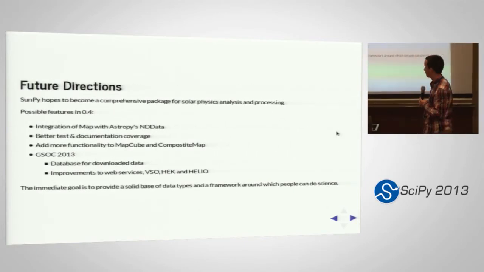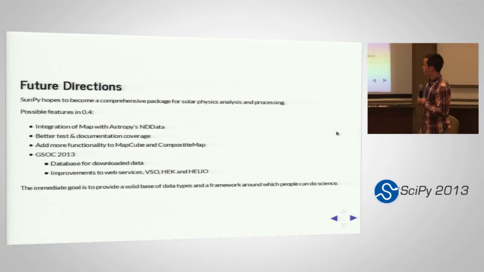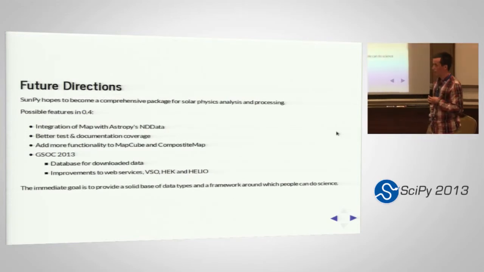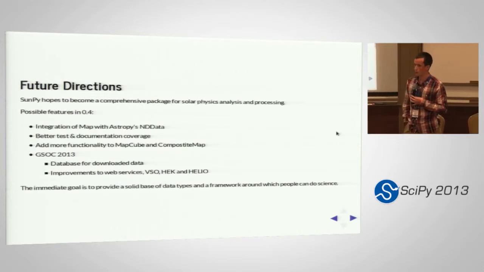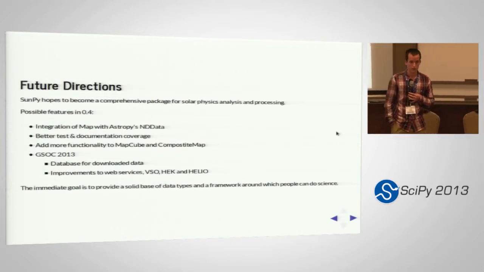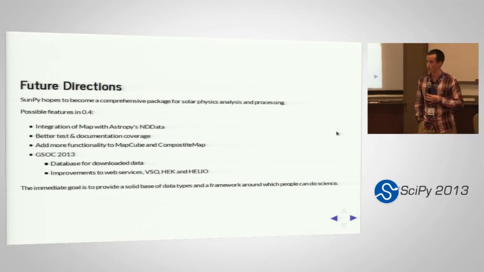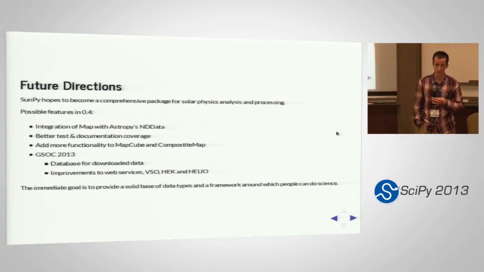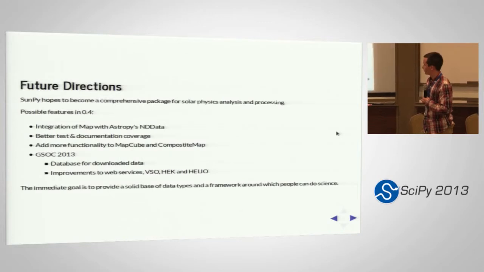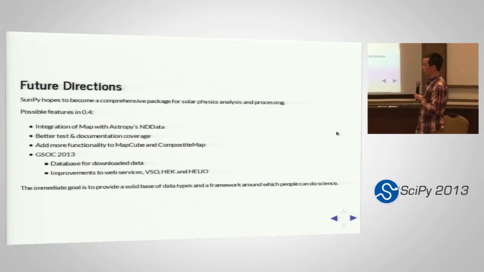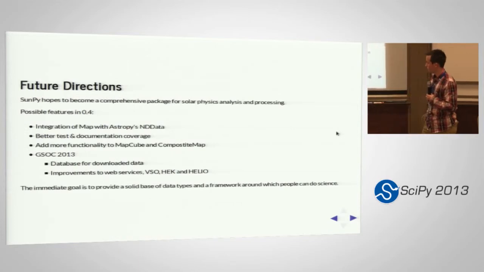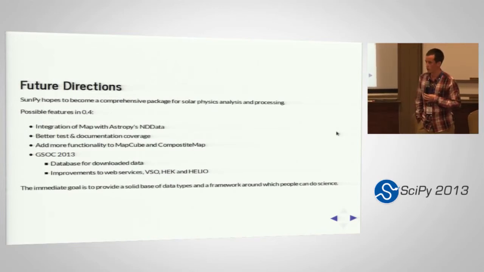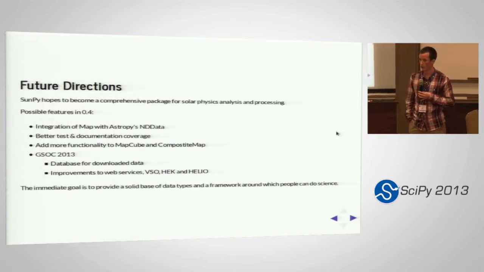So for future directions, me and one of the other core SunPy developers have rewritten most of the map module. We now have an object in map which is an NDData stand-in, to take AstroPy's NDData object in the near future, hopefully. We, as most projects probably do, wish for better test and documentation coverage. Our map collection objects could do a bit of extra work, like fine image alignment or various other things.